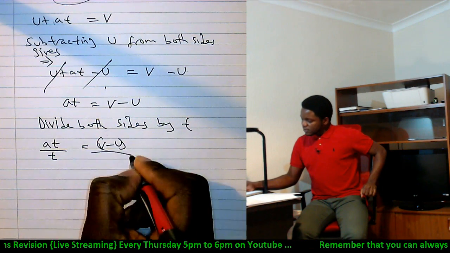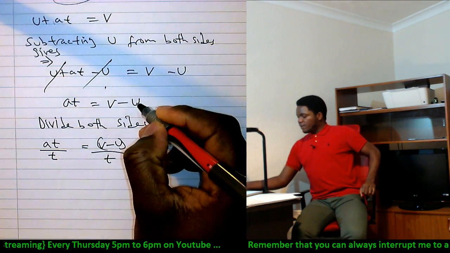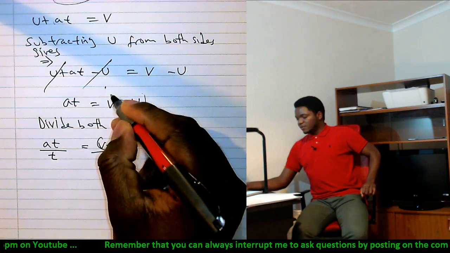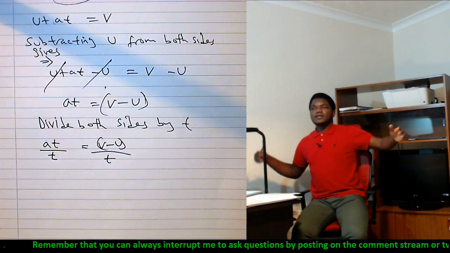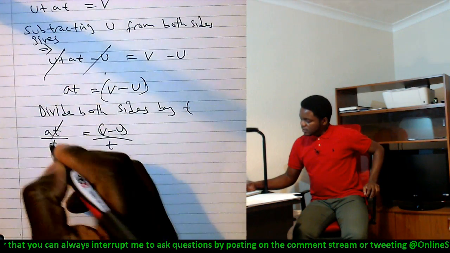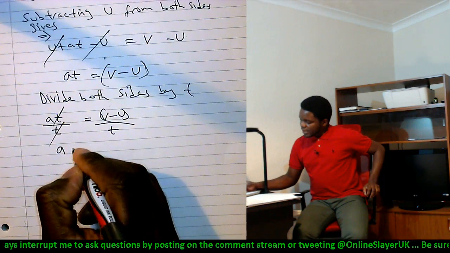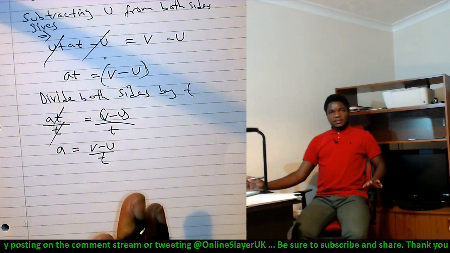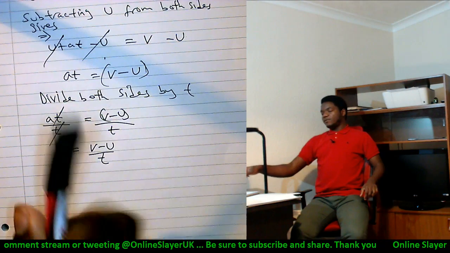This is together now over t, because when you're dividing the whole of this side by something, that means the whole of this side is just one expression. And t cancels t, so you're left with a equals v minus u over t. That's it. Now a is the subject of that formula.